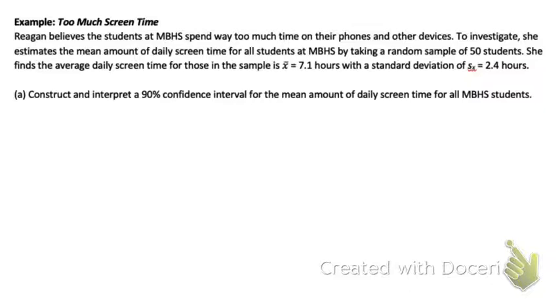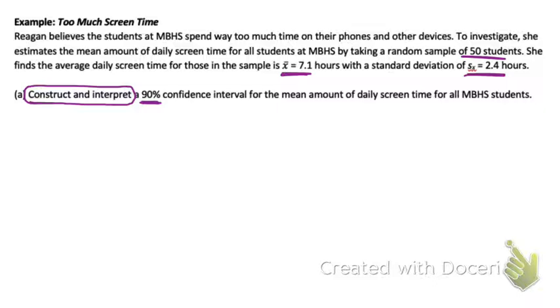Reagan believes that students at McKinney Boyd High School spend way too much time on their phones and other devices. To investigate, she estimates the mean amount of daily screen time for all students at McKinney Boyd High School by taking a random sample of 50 students. She finds the average daily screen time for those in the sample, X bar, is 7.1 hours with a standard deviation of 2.4 hours. We are going to construct and interpret a 90% confidence interval for the mean amount of daily screen time for McKinney Boyd High School students.